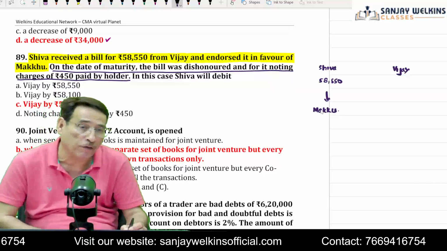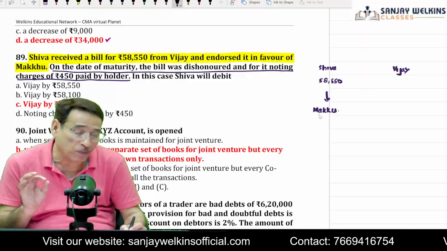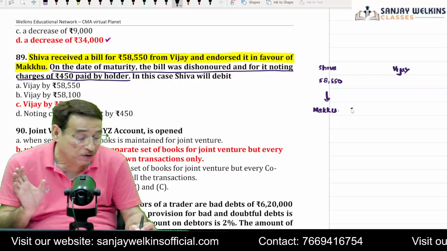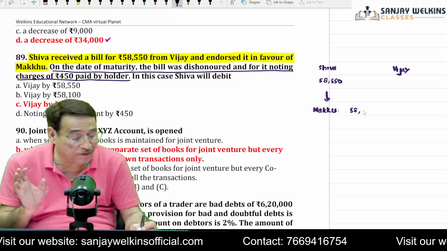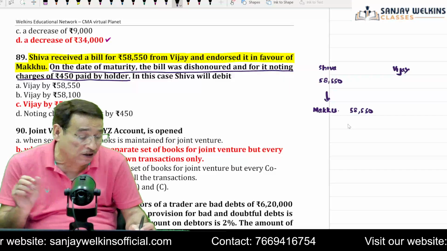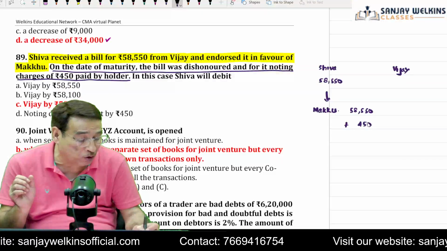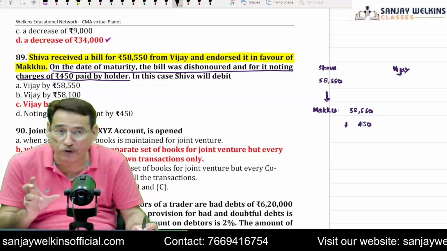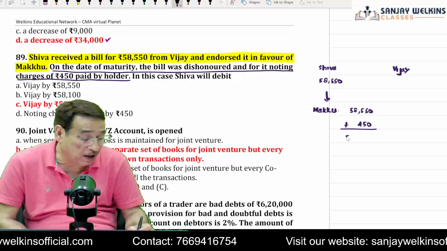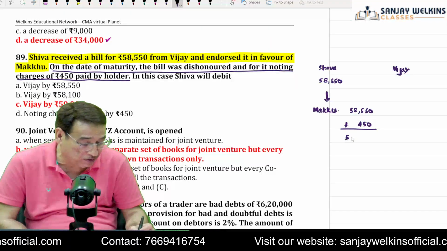paid by the holder. I have already told you, because this bill is in the hands of Makku and Makku did not receive the payment. So Makku was supposed to receive the payment of 58,550 which he didn't. So now he had to pay actually 450 as noting charges because he will have to prove that he did not receive the money. So ultimately it means in this particular case the total amount is 59,000, I think so.